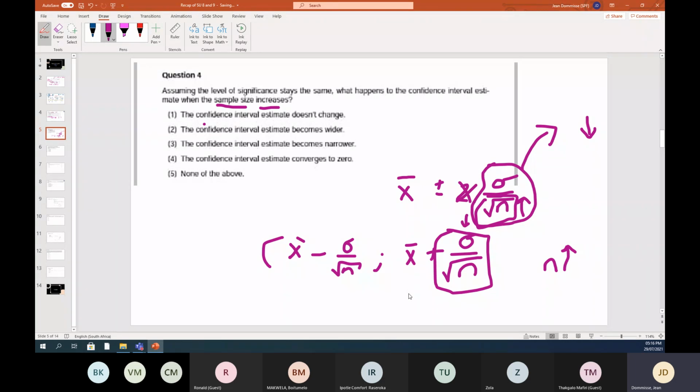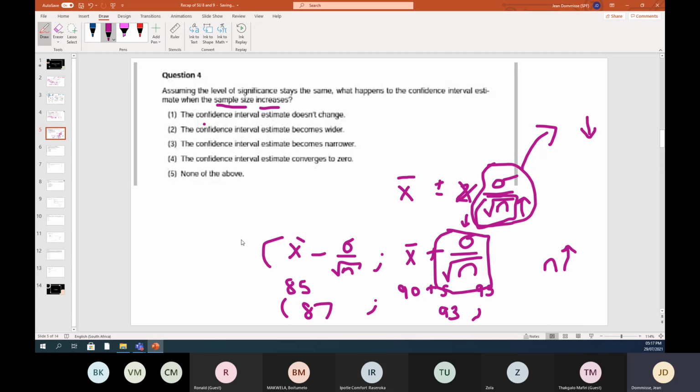So if that decreases, let's say x was 90 and that was 5, then it would have been 95 and that one would have been, say, 85. Now it decreases, so now instead of 5, it's maybe 3. Now we have 93 as the top and we have 87 as the bottom.